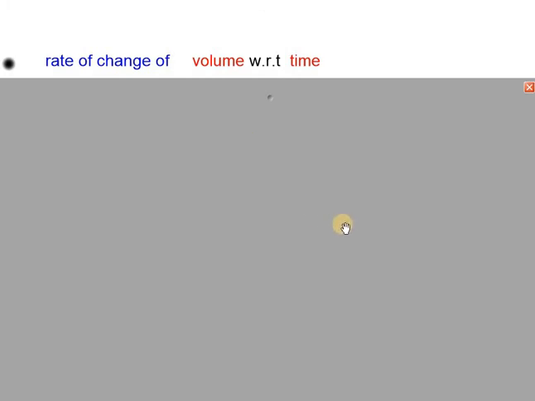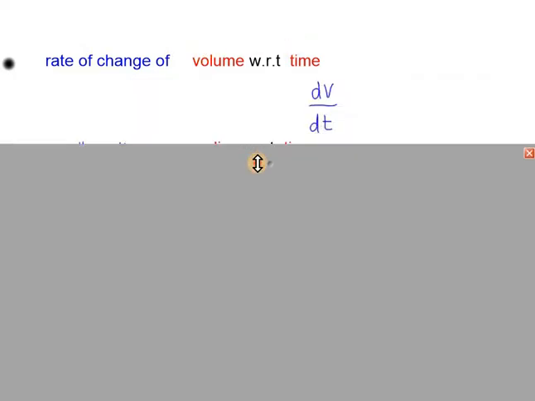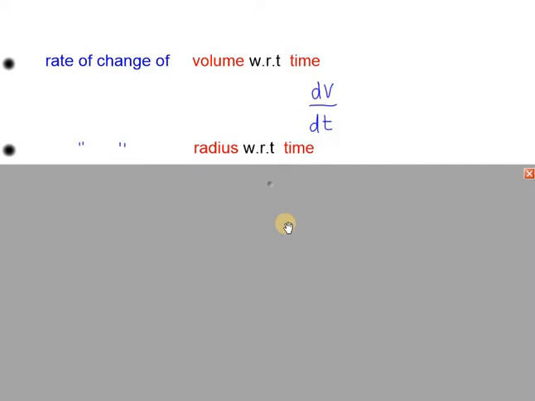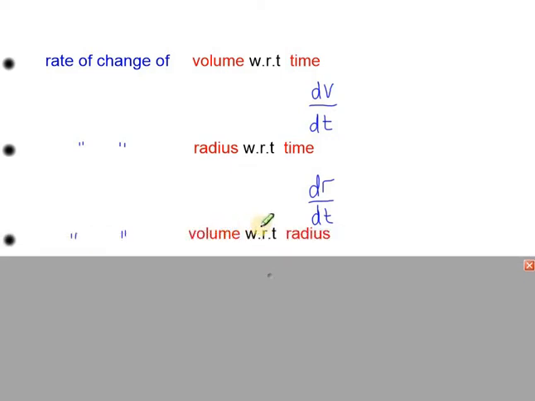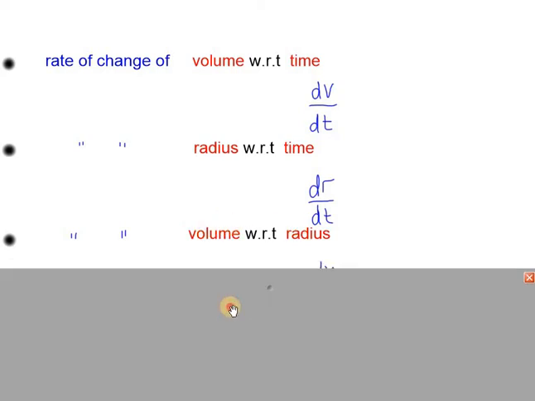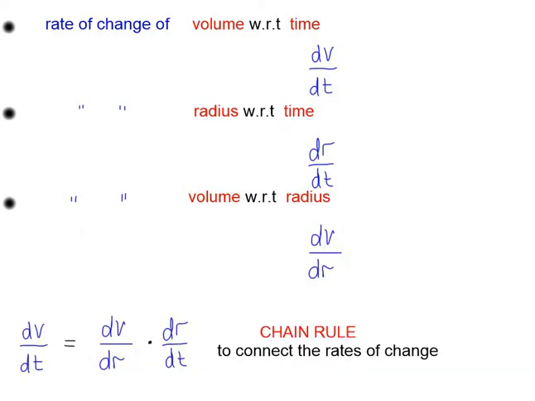The rate of change of volume with respect to time, if we use v and t, so dv by dt. The rate of change of radius with respect to time, if we're using r and t, then dr by dt. The rate of change of volume with respect to radius, v and r, so dv by dr. And we can connect these three derivatives together using the chain rule, and just to check, it appears as though the dr's cancel, so we've got dv by dt, which is on this side, so that's correct.